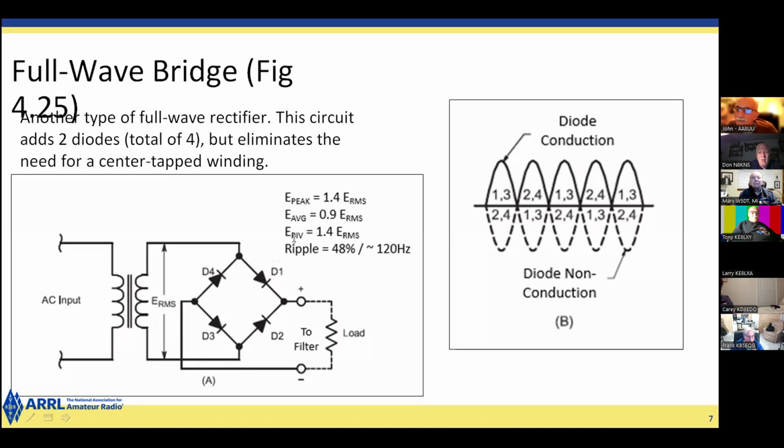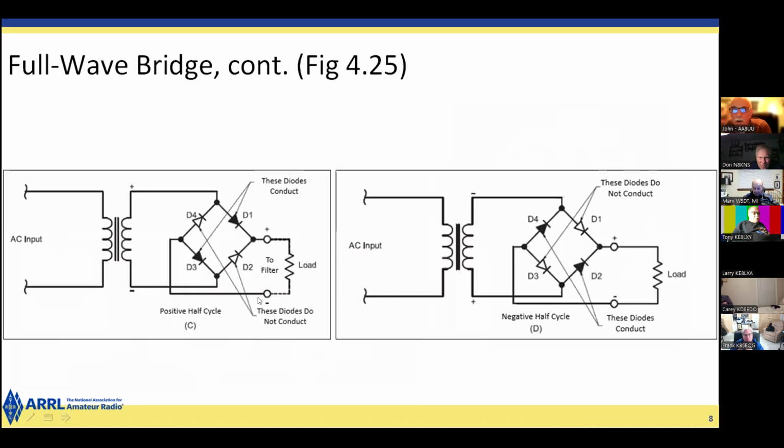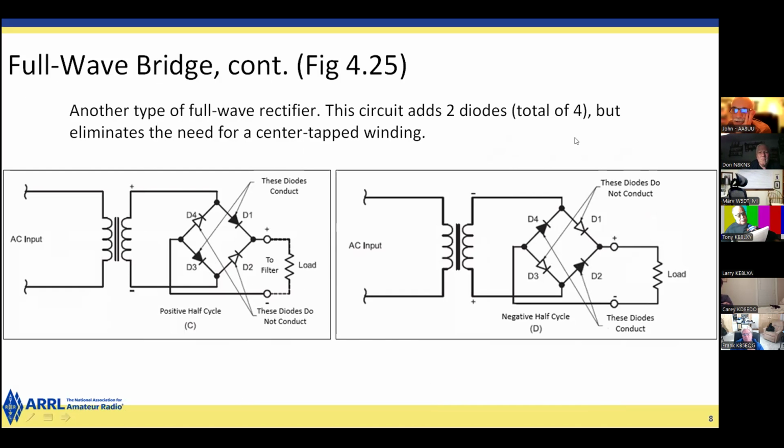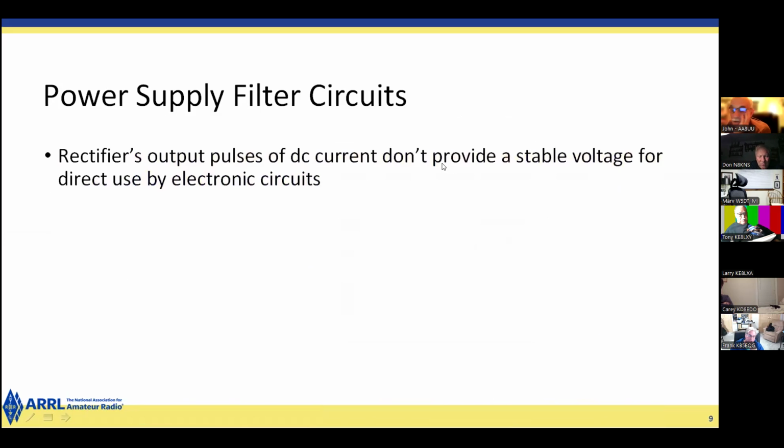Anyways, so that's a full-wave bridge, which is pretty common now. This shows you in slow motion how they work, with these diodes directing the current to only flow one way. It's another type of full-wave rectifier. This circuit adds 2 diodes, a total of 4, but eliminates the need for a center tap winding. And sometimes you don't need any winding at all.